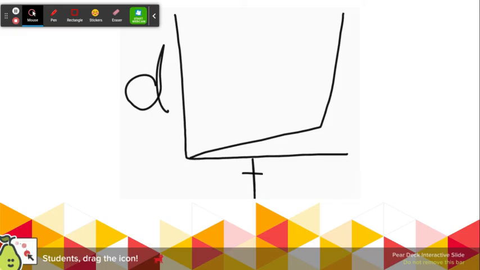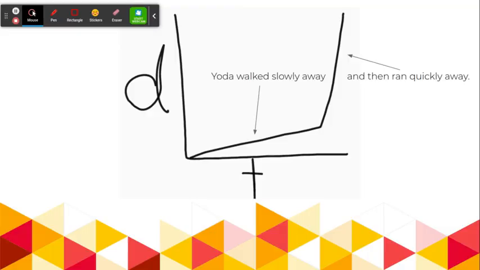Here's another graph to practice. Think about Yoda when you look at this. Yoda took a long time to go a very short distance, which means he was moving slowly. Then he suddenly moved a very great distance in a short amount of time. So we could say that Yoda walked slowly away from his house and then ran quickly away.